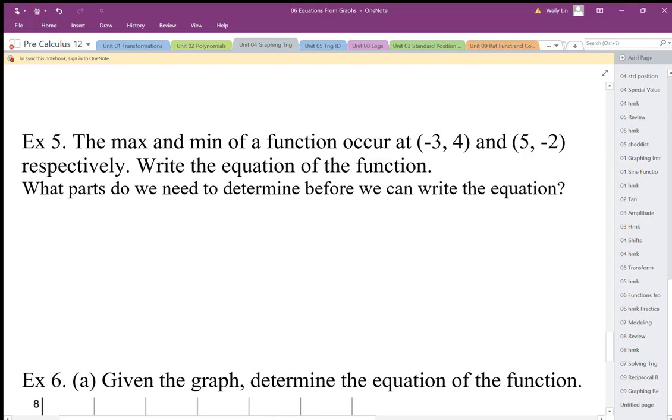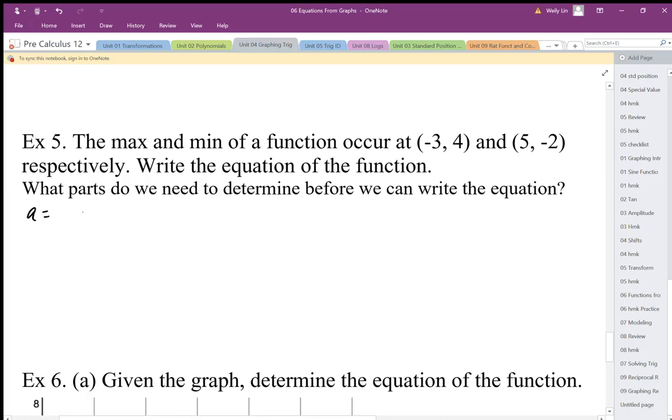This one here, notice that the x-axis is scaled in terms of just 1, 2, 3, and it's not in terms of pi. But we really do the same thing. Okay, so what parts do we need? We still need A, the amplitude, P, the vertical middle. We need the period to calculate B, and we also need the horizontal shift. So that's what I'm going to do.